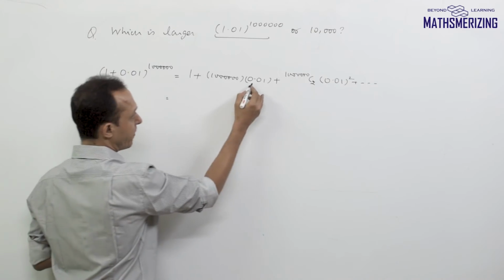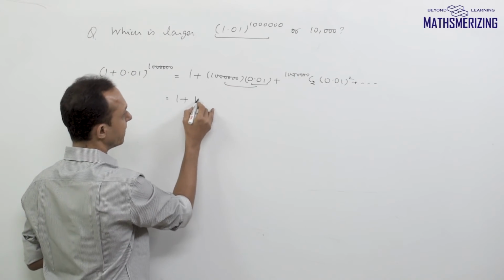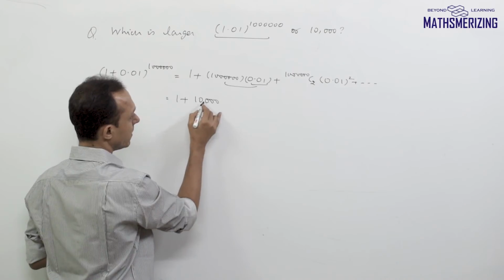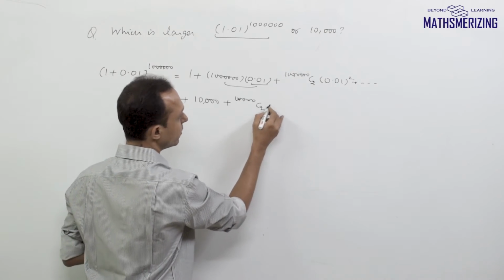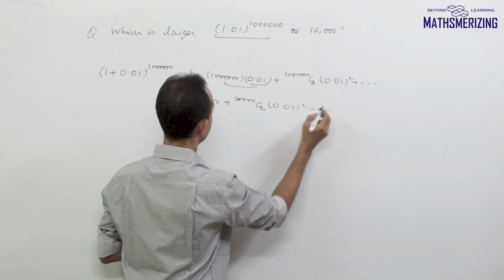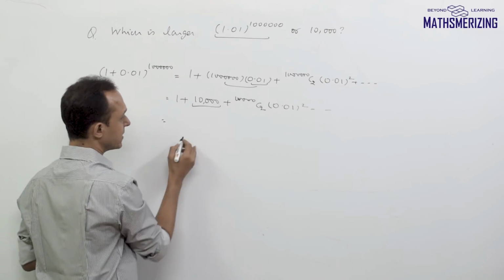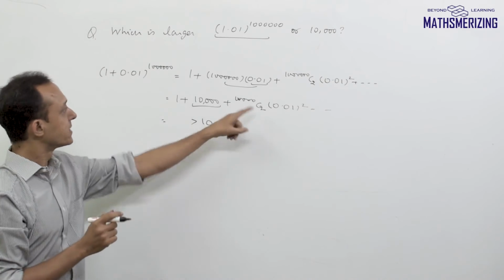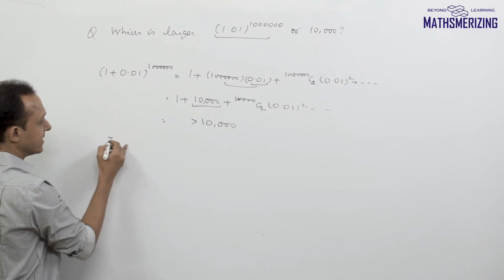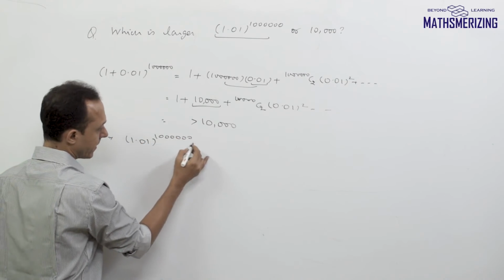Now if I multiply 0.01 with 1 million, I get 10,000, and then plus 1 million C2 into 0.01 squared. So in that case, I'll get a number which is greater than 10,000 because it is 10,000 plus something. So I can directly say 1.01 to the power 1 million is greater than 10,000.